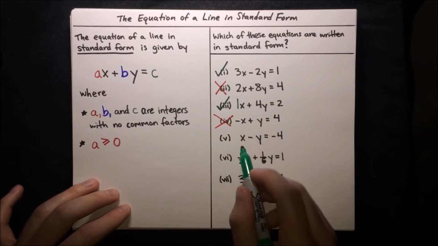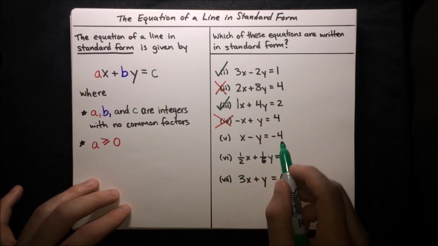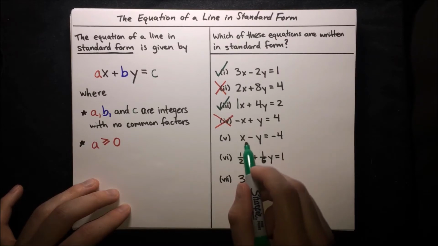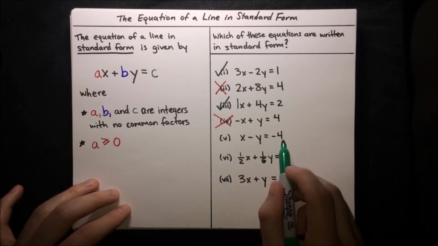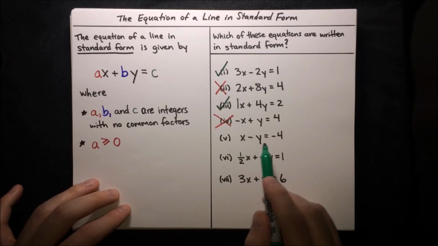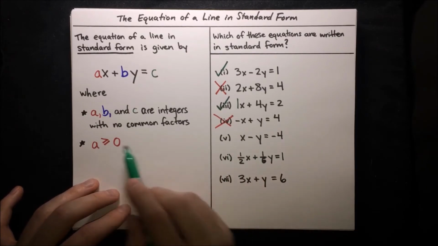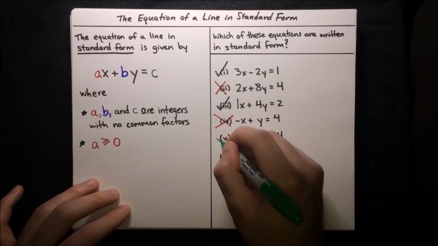Okay, how about the next one? x minus y equals negative 4. So a is 1, b is negative 1, c is negative 4. These are all integers, they have no common factors, and a is 1, which is greater than or equal to 0. So yeah, this is good.